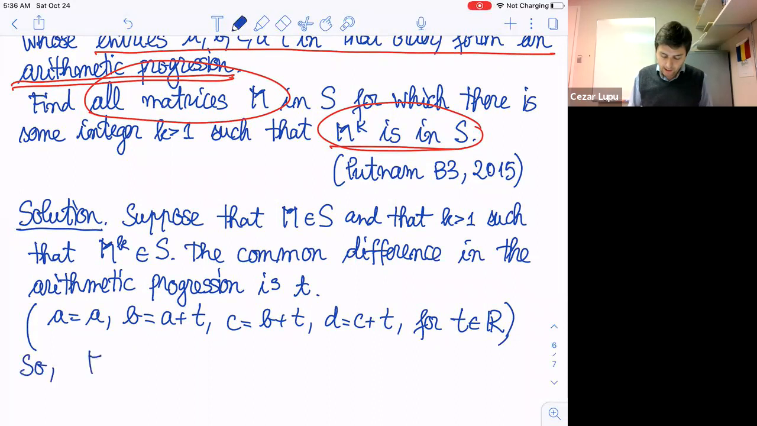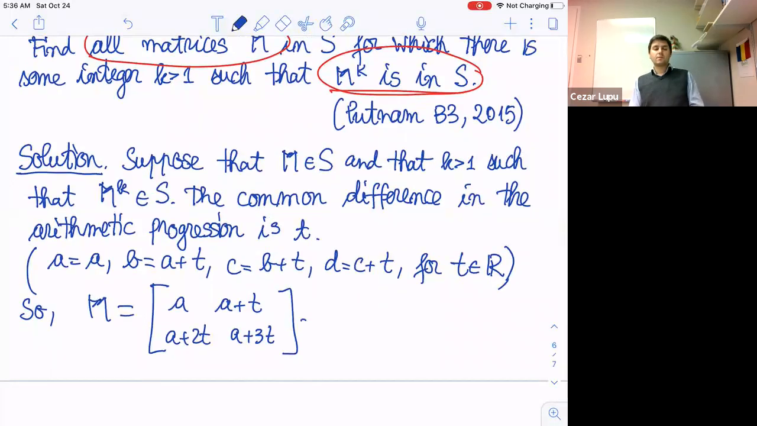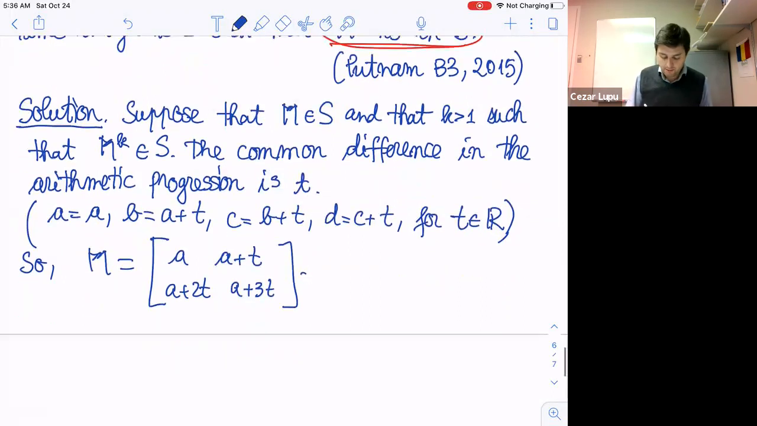So M will look like this. Let's write the matrix M. So it will be a, a plus t, a plus 2t, and a plus 3t. So this is how the matrix will look at this point. So these are the matrices. And now we said that the common difference in the arithmetic progression is t. So that's the ratio, let's say. Now let's point out a remark. If t is 0, what do we get?